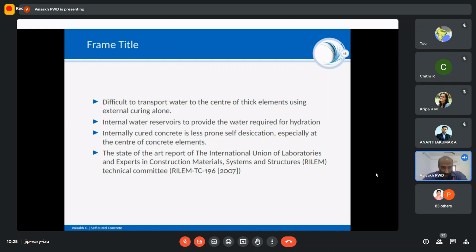Then we come to internal curing. The oldest paper that I have found about this is from 1997 by Reinhardt. He suggested that lightweight aggregate, which can absorb water, can be used to create internal water reservoirs.